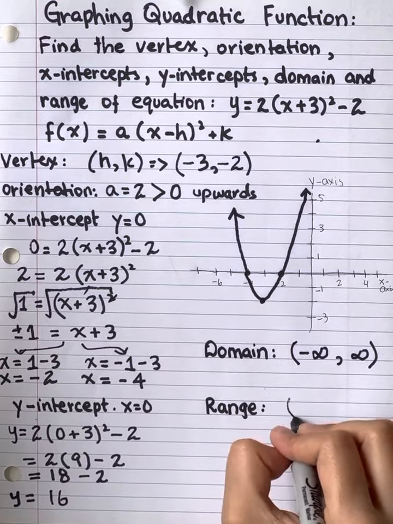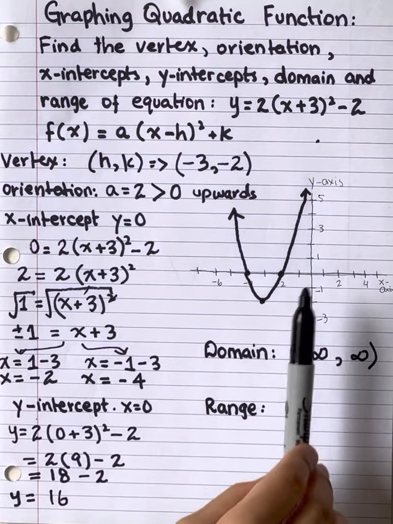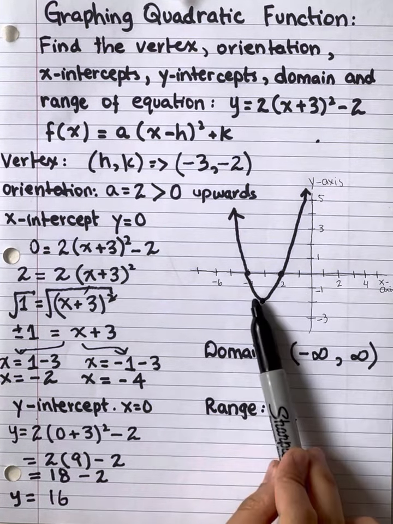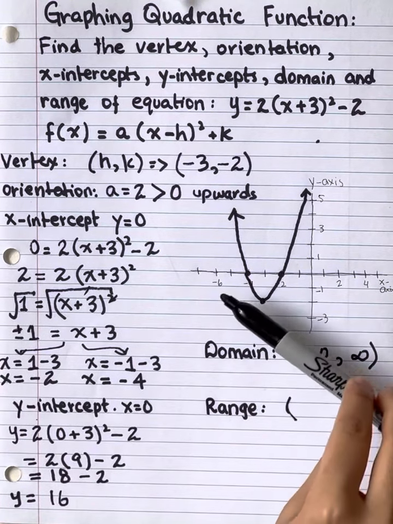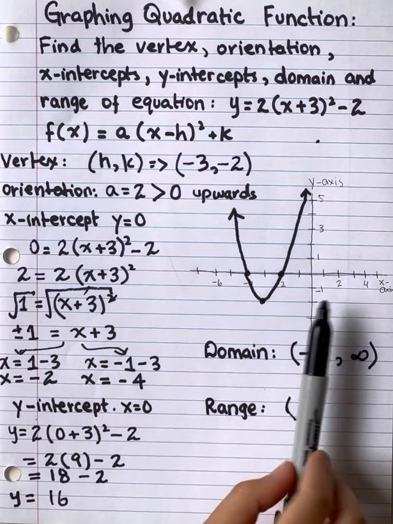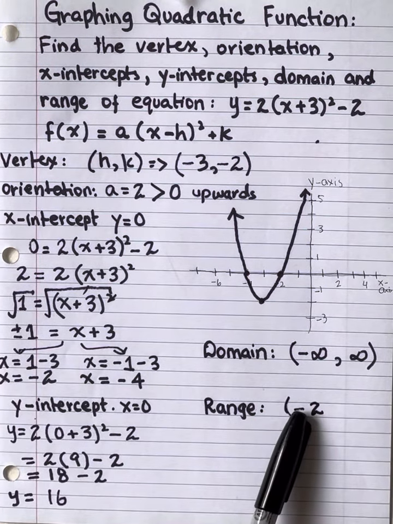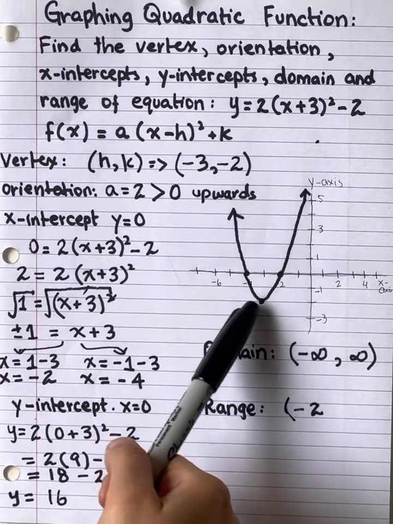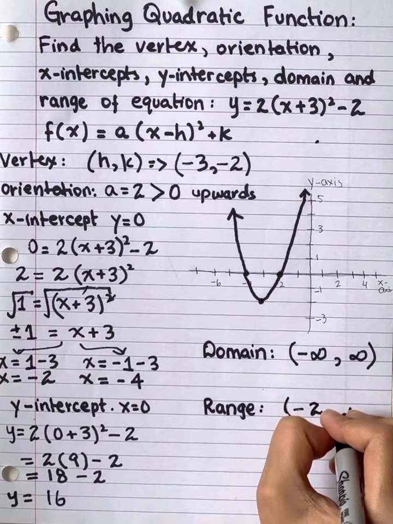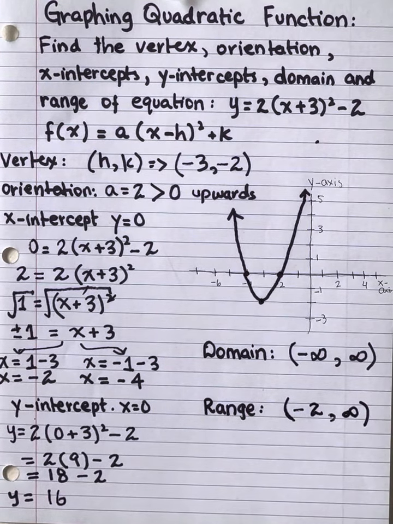And range is the limitation of the y values we can have. As you can see, we have a minimum y value where our graph cannot go below, so it cannot go below -2. So -2 is the minimum value we can have for y, and then it can go forever on the top, so it's positive infinity. So that's the range: -2 to positive infinity.